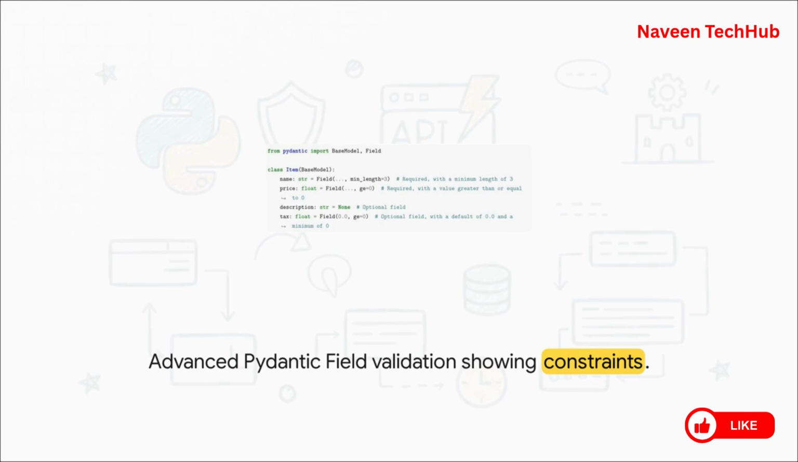But wait, we can push this even further. We can enforce strict business logic right at the routing level. By importing Field from Pydantic, we can tell the app, hey, ensure a product name has a minimum length of 3 characters, and critically, make sure this price is strictly greater than or equal to 0. If a request comes in violating these rules, FastAPI doesn't even blink. It instantly returns a detailed HTTP 422 Unprocessable Entity error, totally rejecting the bad request before it ever touches your database or your core logic.